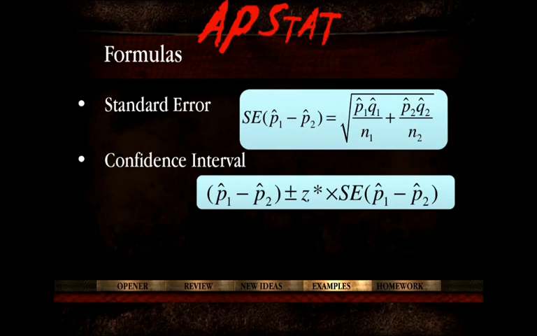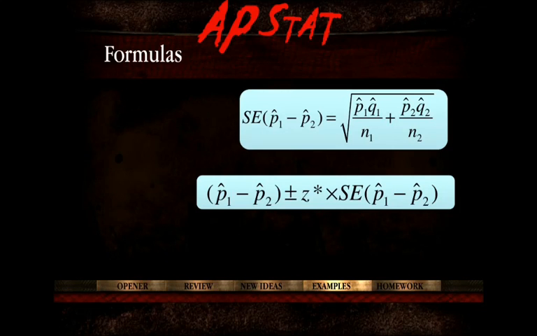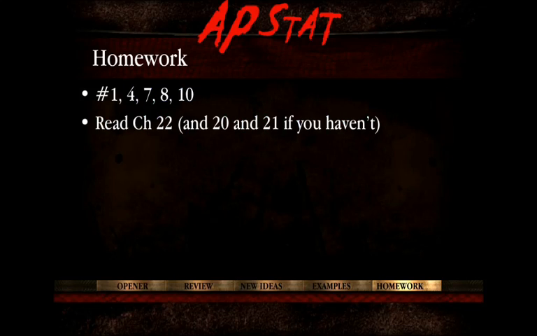Your homework is going to be... I'm going to have to go ahead and skip ahead. There it is. I'll go back. Write this down first: 1, 4, 7, 8, 10. Read chapter 22. And if you haven't read 20 and 21 yet, you should be embarrassed and ashamed.